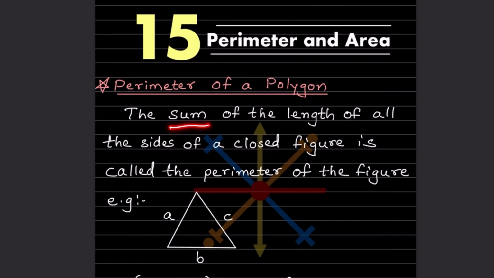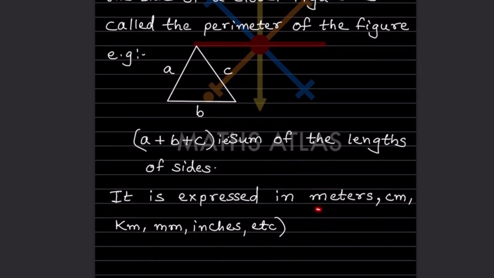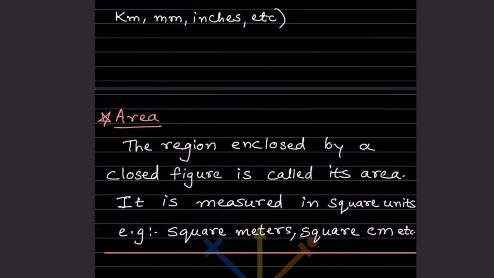They said the sum. Sum means you are going to add A plus B plus C, which is nothing but the sum of the lengths of the sides. It is also expressed here in meters. The length can be in meters, centimeters, kilometers, millimeters, inches, etc. Now this was something about the perimeter.